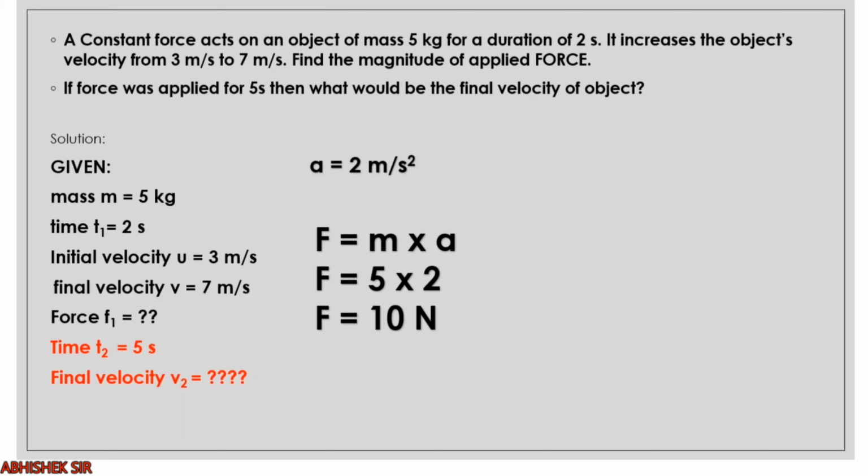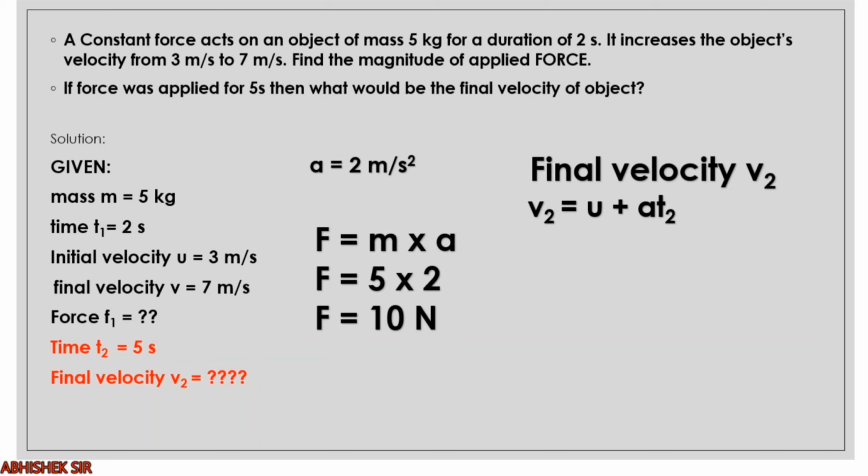Now let us go for the second part. Final velocity we are finding, so let us name it as v2. Now time has changed to 5 seconds, and force is not required right now. Here we will use the formula v equals u plus at. Because it is the second case, it is v2 equals u plus at2. You just see why I have added 2 over here: because the first case is over, now everything will be the second case. So v2, a, t2.